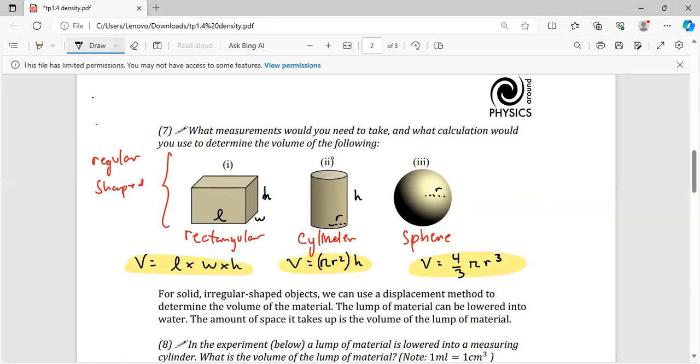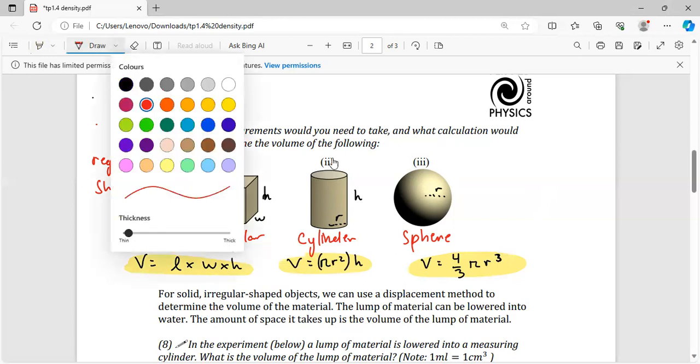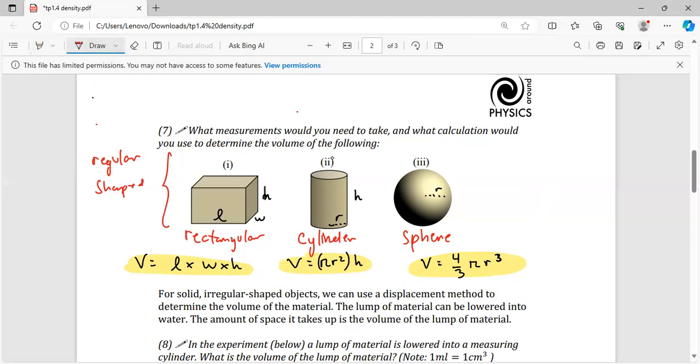That's number 7. You just need to memorize the formula and then plug the data into the formula. Very easy to find. Just calculate carefully.